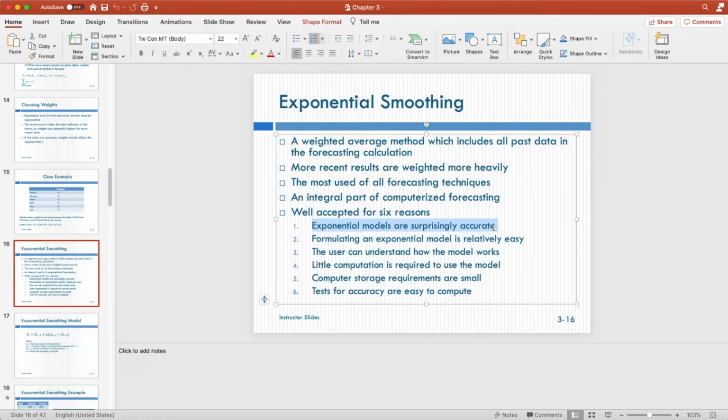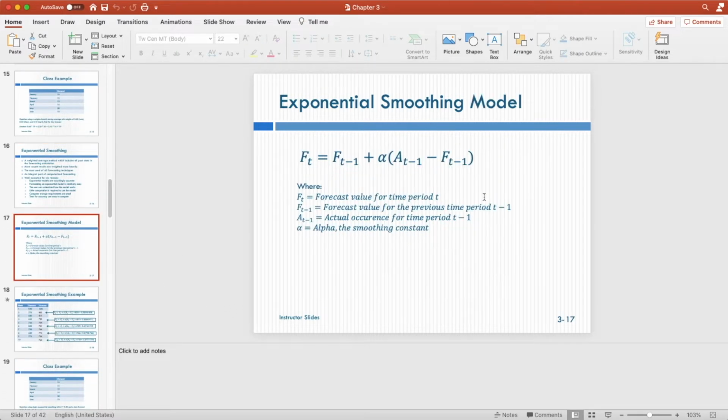It can be very accurate by just using one previous data point to predict the next one, and of course, it's easier, because you just use one data point to predict the next period of time. It needs less calculation. The computer storage requirements are small, and it's very easy for you to test whether it's accurate or not. Now, we already talked about the characteristics, but how to formulate it is shown in this slide.